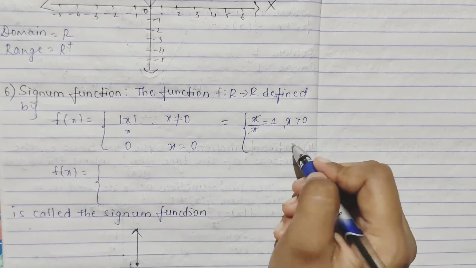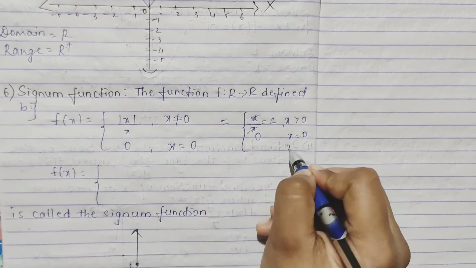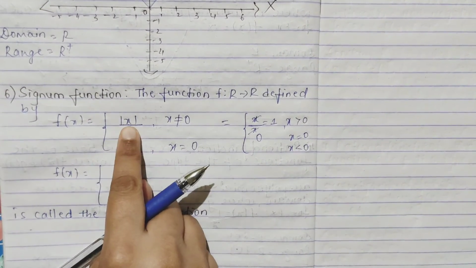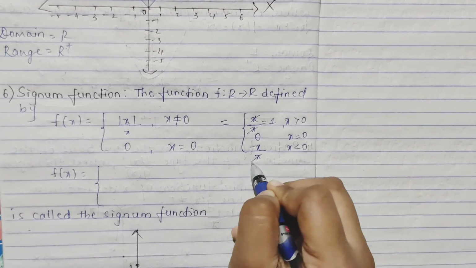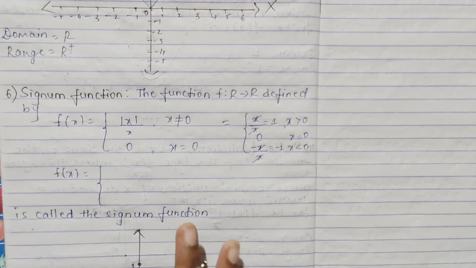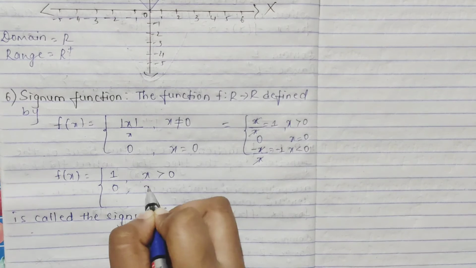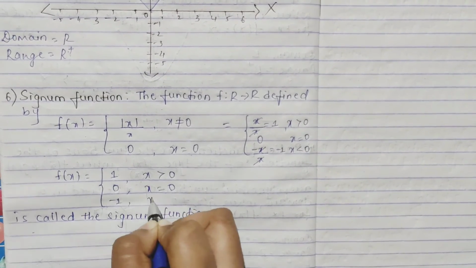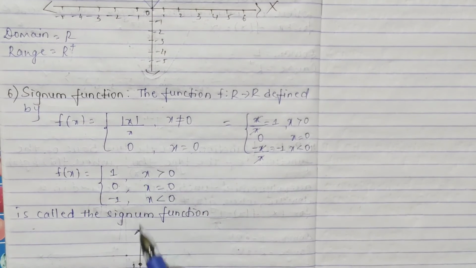When x is equal to 0, what have they said? They have said already it is 0. When it is less than 0, your mod x will be what? Minus x, right? And your denominator x, keep it as it is. So x by x is 1, but you have minus sign, so you get minus 1. So in short, how are they writing your signum? 1 when x is greater than 0, 0 when x is equal to 0, minus 1 when x is less than 0. So this is called your signum function, where we break it out, okay.